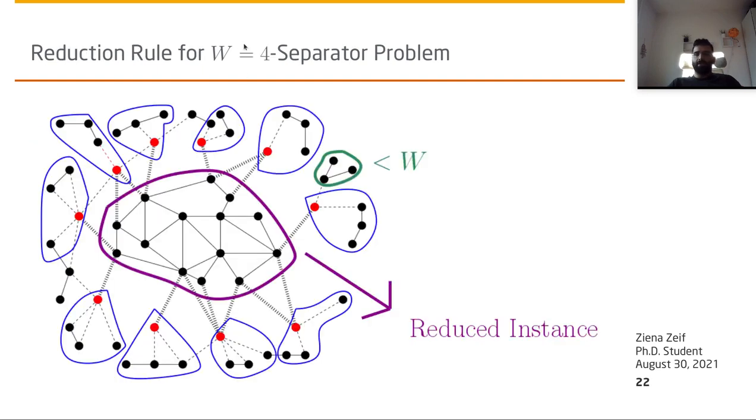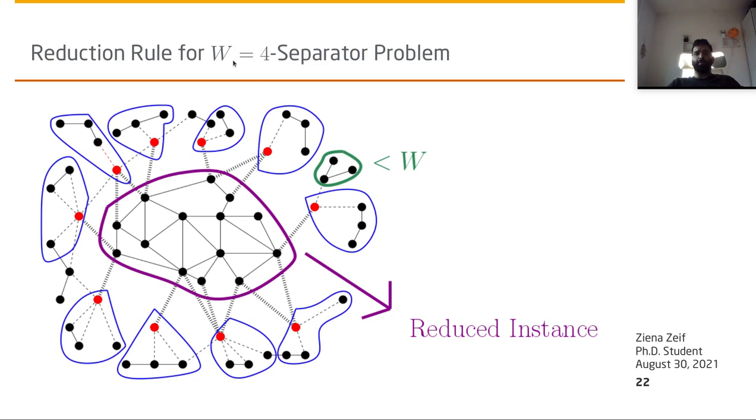Now let's come back to the w separator problem and our strategy for how we want to reduce our instance. We try to find some vertices that we can pick as part of our solution, and now we need to justify that we really can pick them beforehand and afterwards reduce our instance by these vertices that we picked for our solution and all connected components that have size smaller than w.